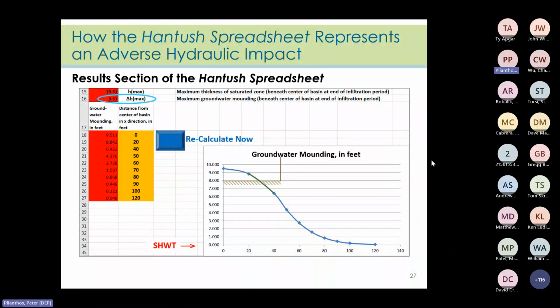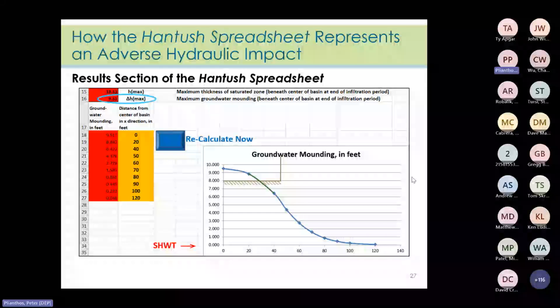Next, we recalculate and check the result to see if delta H max is now less than the distance between the seasonal high water table and the bottom of the BMP. You might try this one more time with the T a bit longer as long as the R value is proportionally reduced. If that doesn't work, you're going to check Chapter 13 for an example of changing the dimensions of the infiltration area. With that explained, let's move on to our second example.